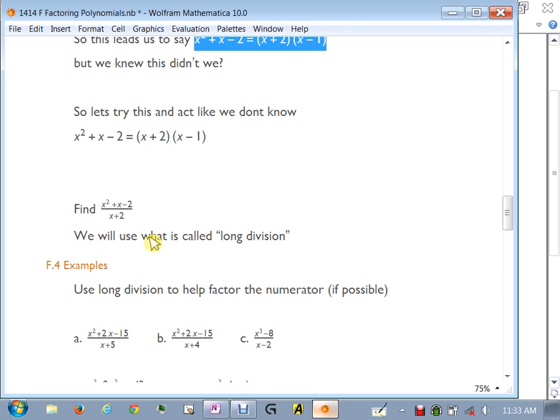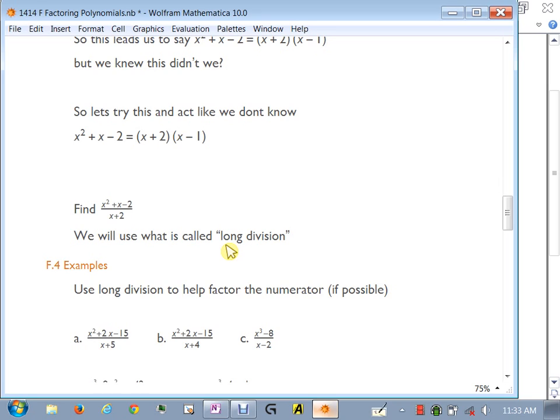Okay, so if we're going to do this, if we want to find this answer, we're going to use what's called long division. Well, what's wrong with that? Sounds long, yes, I know.